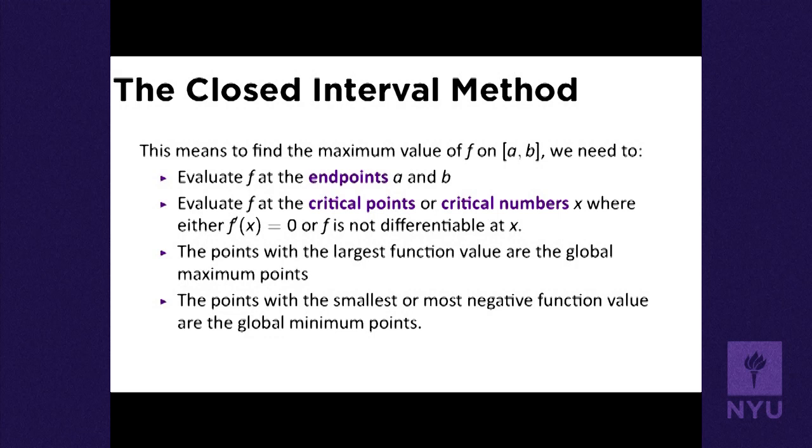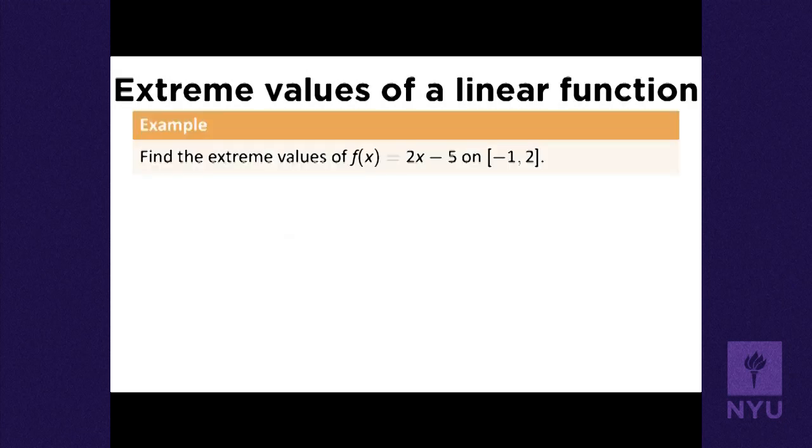Now, that seems pretty straightforward. To find the extreme values of a function defined on the closed bounded interval, find the endpoints, find the critical points, plug them in, pick the largest. That's all you've got to do. That make sense? Would you like to see this in action? Sure. Let's do one of these. Okay. We'll do many of these.